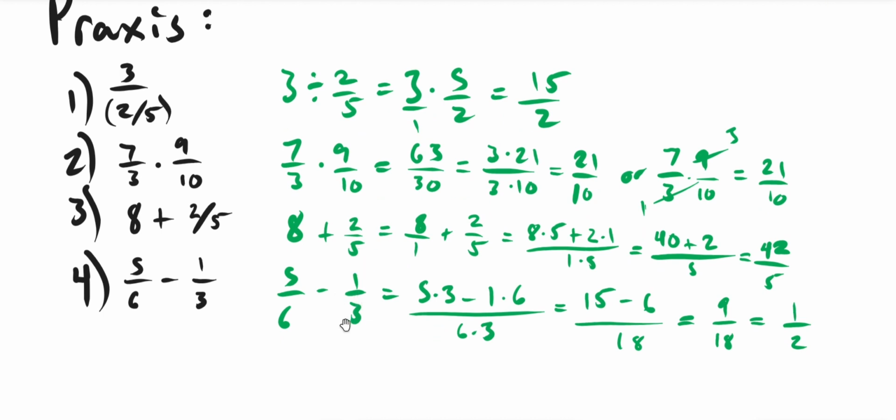Here's another one where we have unlike bases. If I multiply the 3 over here, I get 15. If I multiply the 6 over here, I get 1, and 15 minus 6 is 9, and so we wind up with 9/18. That does reduce. We could take 9 out of the top and the bottom to get 1/2.